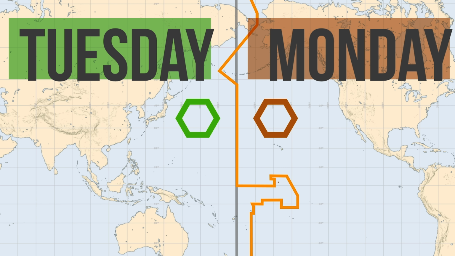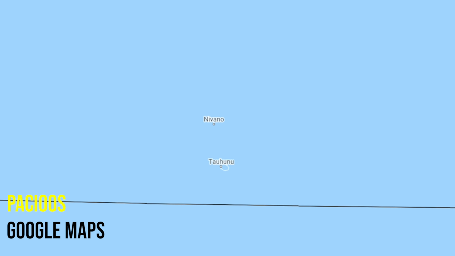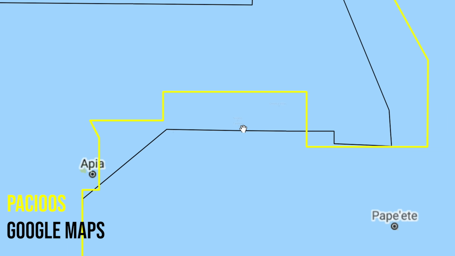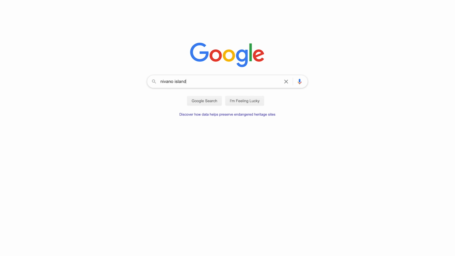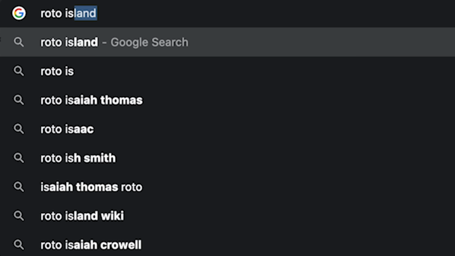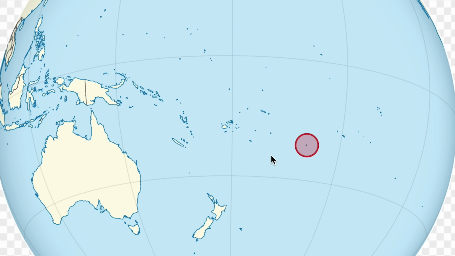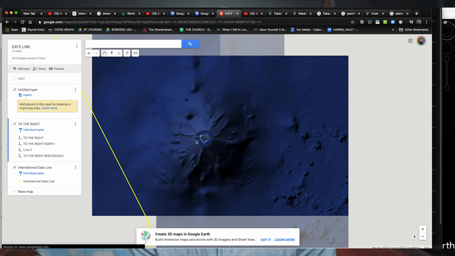Same time, different dates. As I zoomed around this, I saw these islands. Google says that these islands are on the Tuesday side, the 1 day ahead side, whereas PACI says that these are on the Monday side, meaning the 1 day behind side. I checked the official time zone for every one of these islands and discovered that they all belong to the Cook Islands, which is a set of islands connected to New Zealand, but that is on GMT minus 10, meaning it's 10 hours behind GMT, not a bunch of hours in front of GMT. In short, all of these islands are on the Monday side.